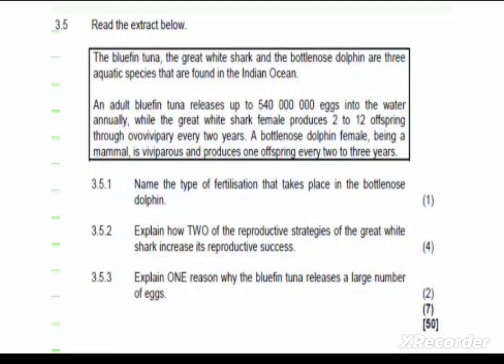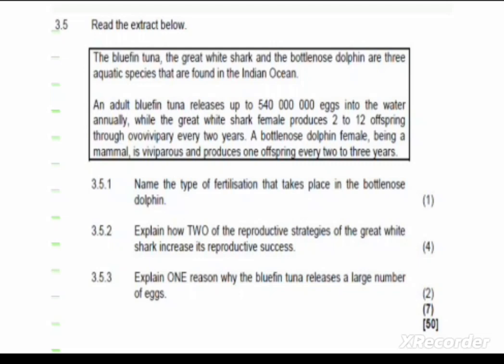So the question says, name the type of fertilization that takes place in the bottlenose dolphin. That is internal fertilization. Name how 2 of the reproductive strategies of the great white shark increase its reproductive success. So the 2 strategies we talked about in the white shark are ovoviviparity and internal fertilization. So let's explain how those 2 strategies increase reproductive success. Internal fertilization increases the chances of fertilization. Ovoviviparity, eggs are retained inside the female's body where they are protected.